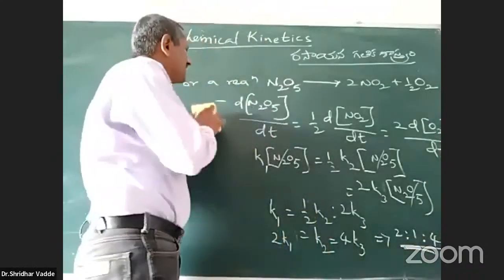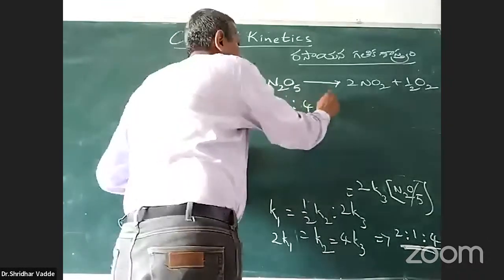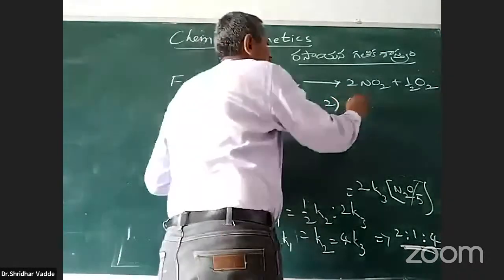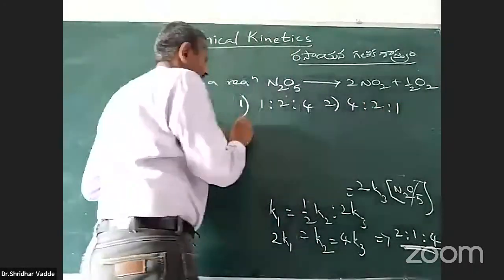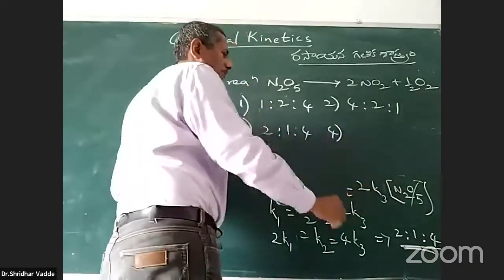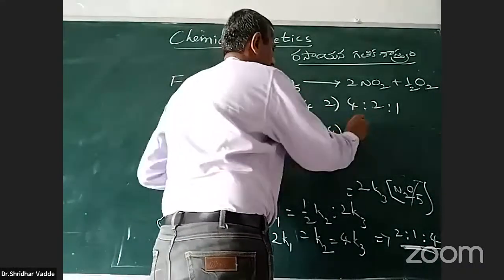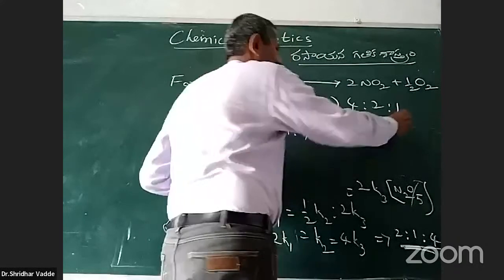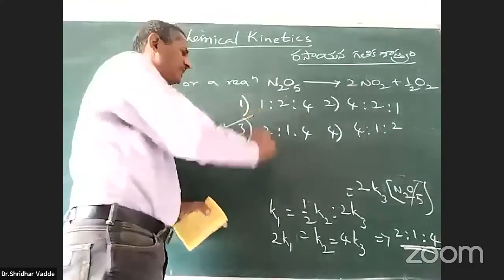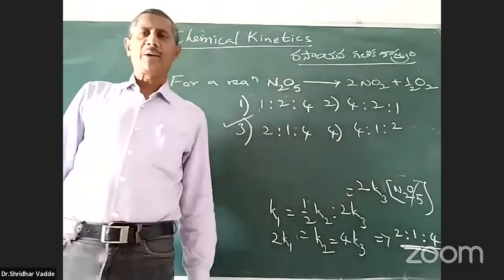And in the options, they confuse us. So the first option will give 1:2:4. Second option 4:2:1. Third option 2:1:4. Fourth option 1:4:1:2, like that they will give. So our option will be the third one. And next problem.